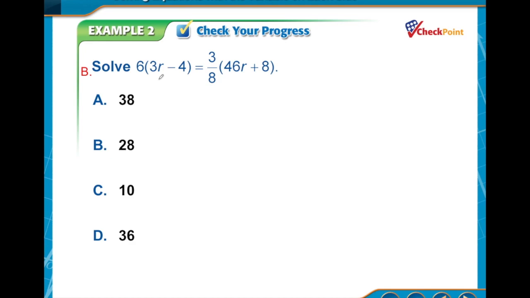We need to first distribute our number here to every term. So 6 times 3r and 6 times 4. We'll do the same thing here, and we'll get some values. And then we can work on moving our r's together. So 6 times 3, I know is 18r. And 6 times 4 is negative 24. That will equal 3/8 of 46.